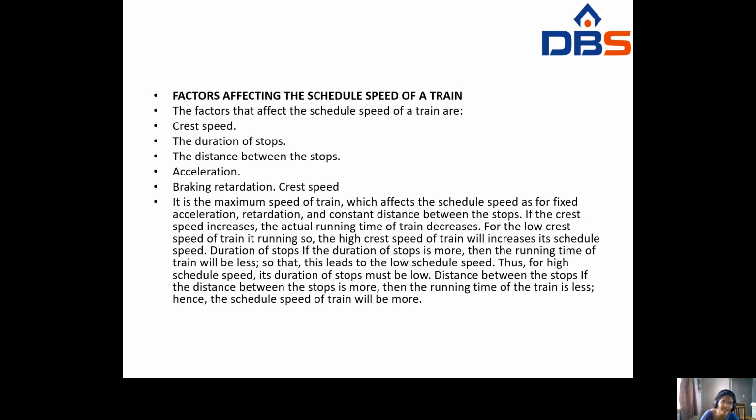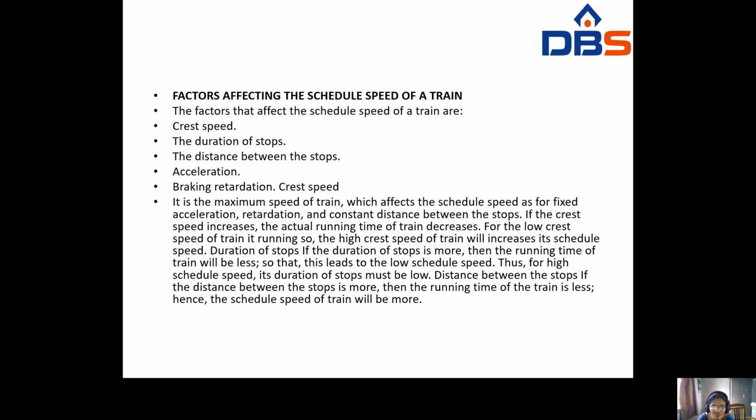So what are the factors affecting the speed of the train? First one is crest speed, the duration of stops, the distance between the stops, acceleration, and braking retardation. These are the 5 factors that will affect the schedule speed of the train. First one, here you have to see the crest speed.